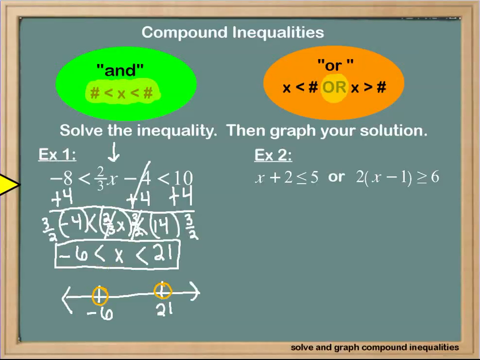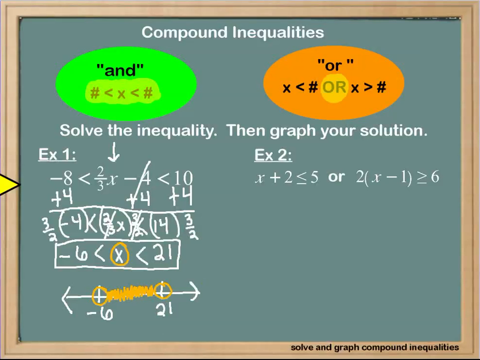Now, when we're looking at this solution, I read it as negative 6 is less than x, which is less than 21, which means my answer, my x, is in between negative 6 and 21. So I'm going to shade in the middle here. The compound inequality is really saying x is less than 21 and x is greater than -6 at the same time. And that's where we get this middle portion.